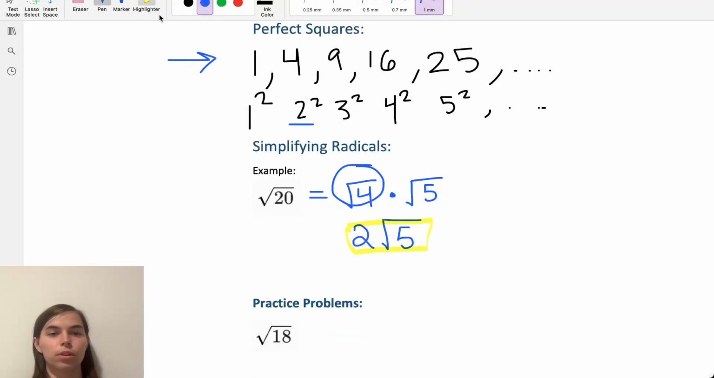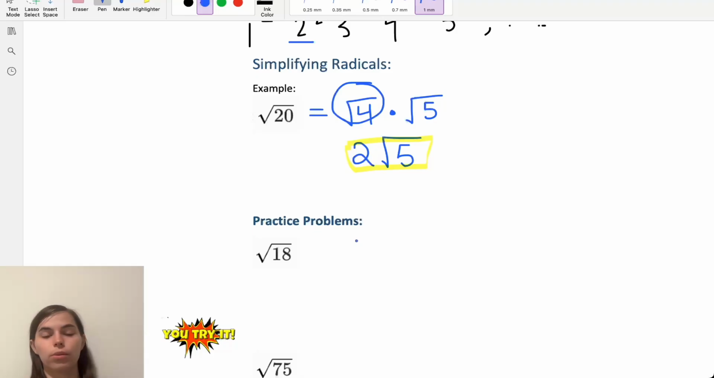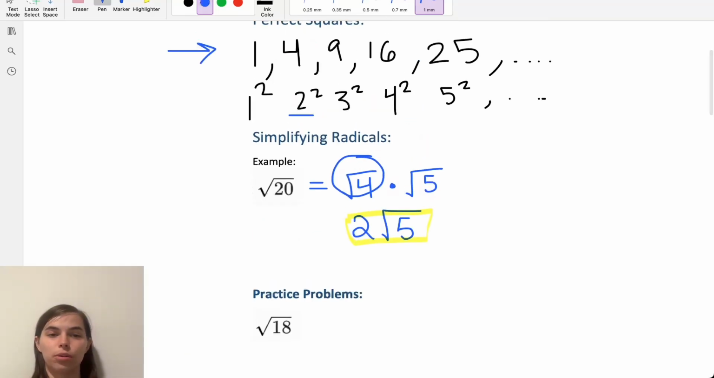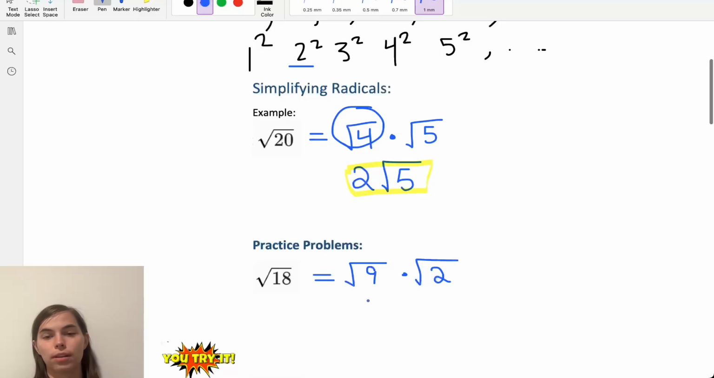Let's try another one. Let's look at the next problem. Now we've got the square root of 18. Let's look back up at our list of perfect squares. Which of these perfect squares is the biggest perfect square that goes into 18? That is 9. So we can rewrite this as the square root of 9 times square root of, well, 9 times 2 gets us 18. So there we go. And then again, this square root of 9 is really just 3. So we bring down that square root of 2, and there's our answer. There is our simplified radical.